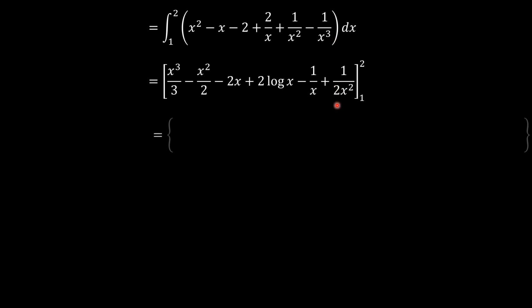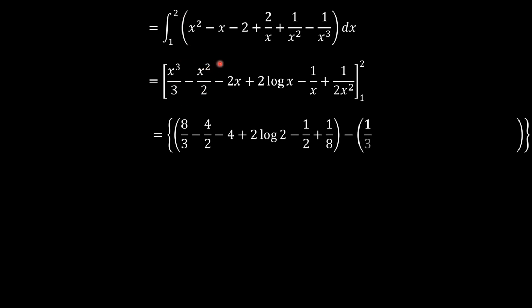And then applying the limits, we have, when we substitute 2, 8 over 3 minus 4 over 2 minus 4 plus 2 log 2 minus 1 over 2 plus 1 over 8, minus, and we substitute 1, we have a third minus a half minus 2 plus 2 log 1, and 2 log 1 becomes 0 because log of 1 is 0, minus 1 plus 1 over 2.